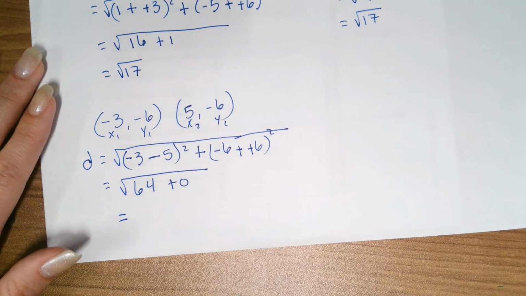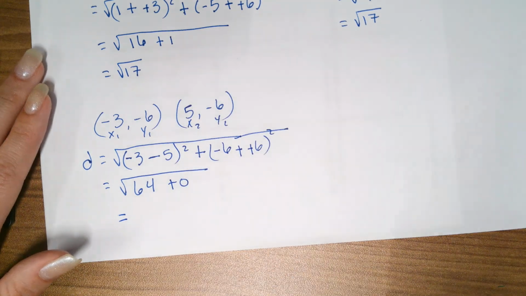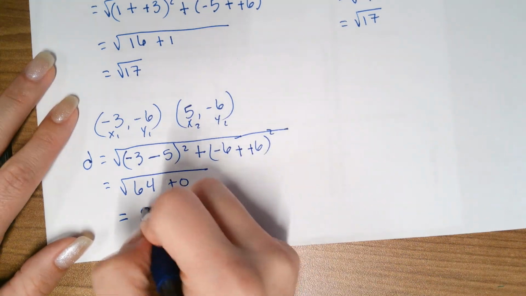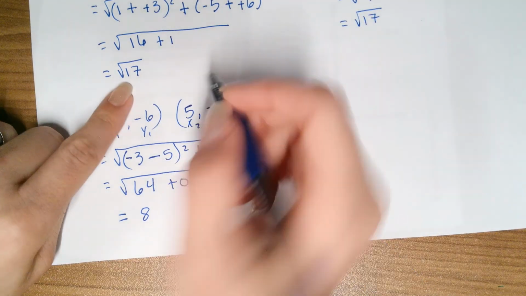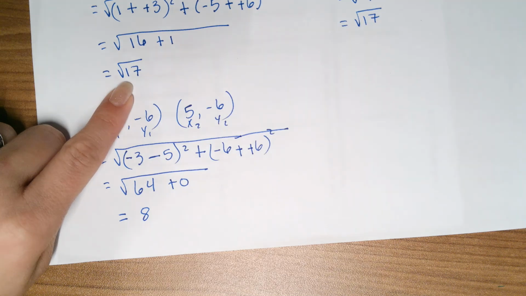What do we multiply together? What do I multiply by itself to get 64? And the answer is 8. So this side ends up being 8. So we could stick this in the calculator. The square root of 17 is going to be about 4 point something.